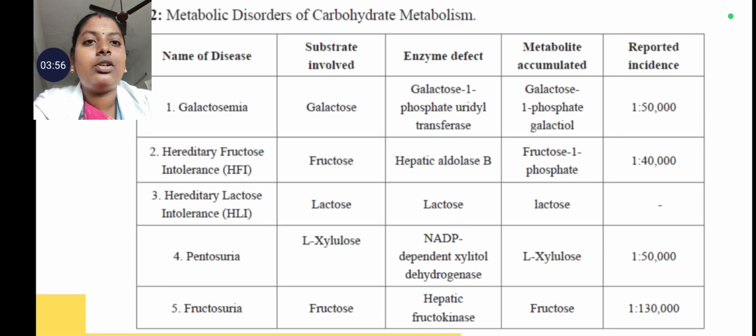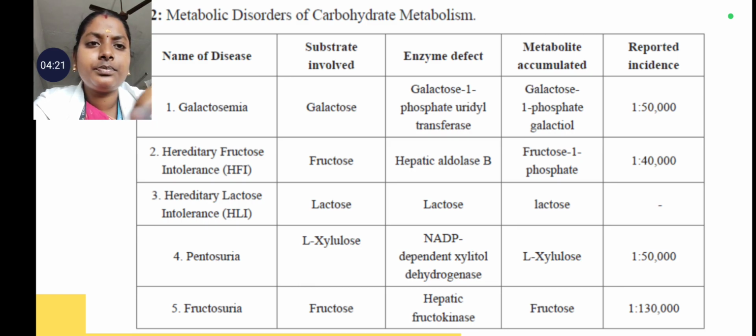So in galactosemia, the substrate involved is galactose, and the enzyme deficiency is galactose 1-phosphate uridyl transferase. This enzyme is deficient in the galactosemia disorder. So galactose is not converted into another product. Galactose just accumulates, and it leads to galactosemia.